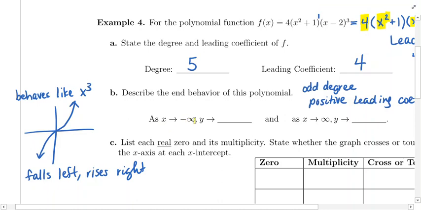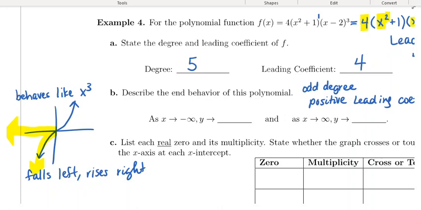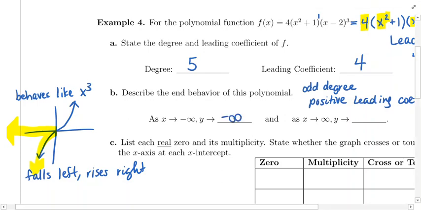So first, what happens as your x values approach negative infinity? If your x values get more and more negative in this direction, their y values are getting more and more negative. So their y values are approaching negative infinity. And then on the flip side, if your x values are approaching positive infinity, so if your x values are going this way, their y values are getting more and more positive.